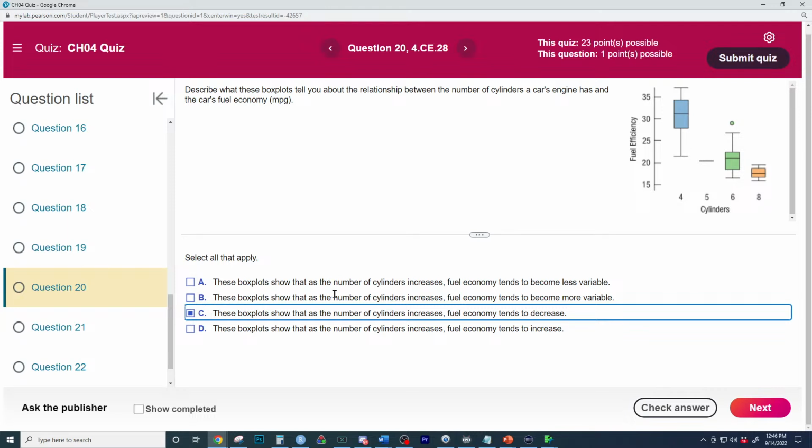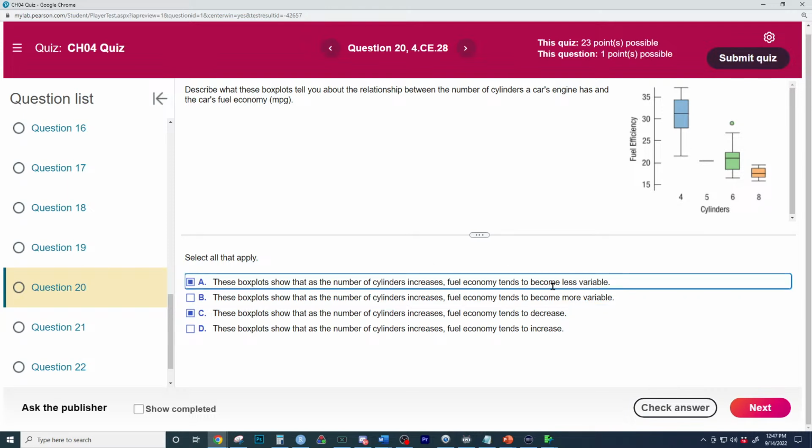These box plots show that as the number of cylinders increases, as we go across here in the categories, it is a quantity, but we're using it as categories to break it up. The fuel economy tends to become more variable. No, it shows that they become less variable. This one's a bit of an anomaly right here, but if you notice the distance from the min to the max, the min to the max, definitely going from 4 to 8. I wish it only showed that. It'd be quite evident then that the fuel economy drops.